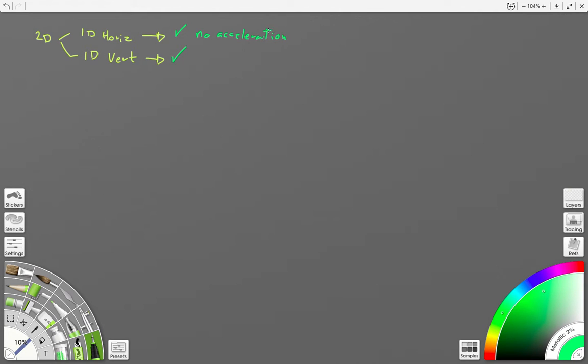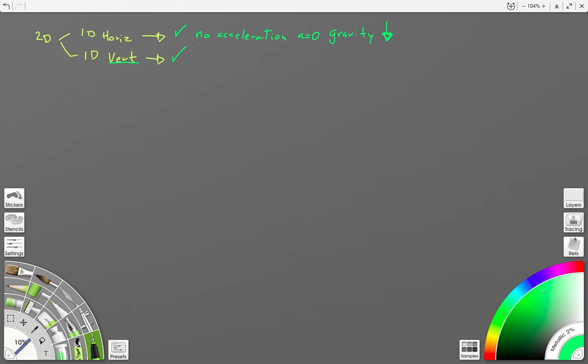Why do I say that horizontal motion has no acceleration? Because there are no forces acting on my projectile in the horizontal motion. Remember that I told you in the past slide, the only force that acts is gravity. And gravity only works downwards, okay? It only works in the vertical component of my motion. So my horizontal motion has no acceleration. Therefore, a will be equal to 0.